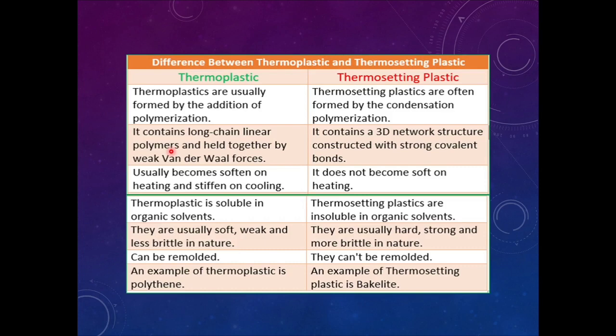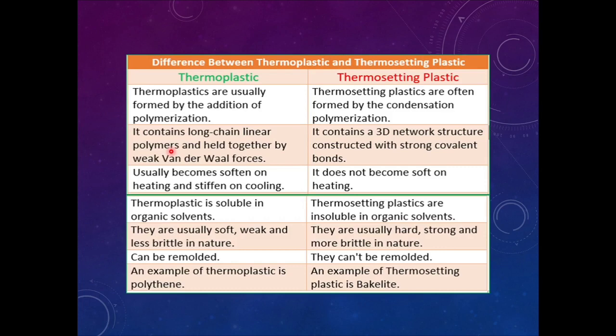Why? Because you can see cross-links between different polymer chains. And thermoplastics are usually soft, weak, and less brittle in nature. But thermosetting plastics are hard, strong, and more brittle in nature. Thermoplastics can be remolded, but thermosetting plastic cannot be remolded. And a thermoplastic example is polythene. For thermosetting plastic, the example is bakelite. So these are the differences between thermoplastic and thermosetting plastics.